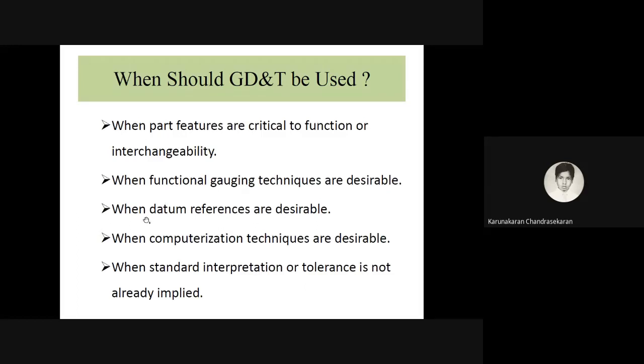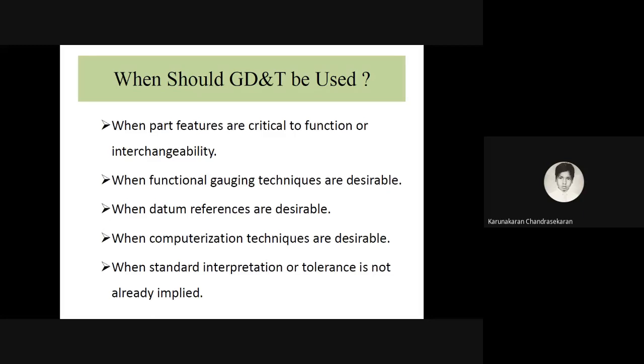And when a datum reference is desirable, what is a datum reference? Suppose you are keeping a component in datum plane. Assume that we have a Cartesian coordinate system, the bottom plane, side plane, and right side plane. Assume the bottom plane is the base plane. Suppose you are keeping base plane A, how much distance from the left side plane and right side plane, or left edge, right edge, you have to keep. So this phenomenon is called datum referencing.